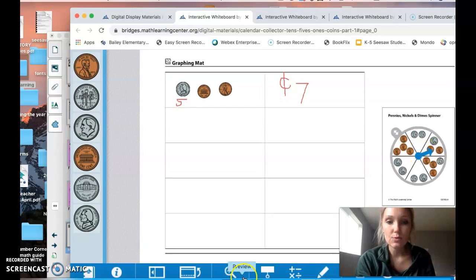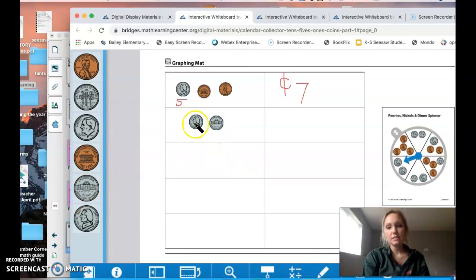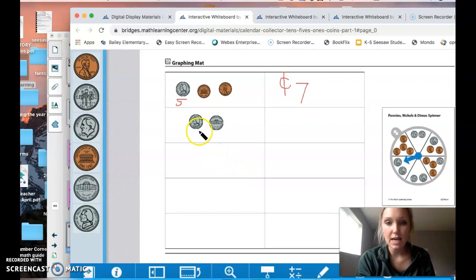All right, now we're going to try spinning it again. This time I got 2 nickels and 2 pennies. All right, this time we're going to count by fives. So 5 and 10. We have 10 cents.